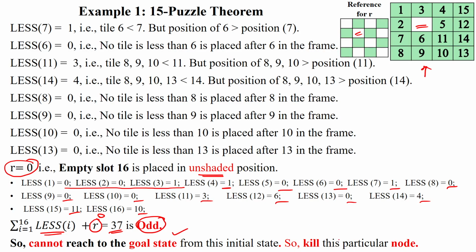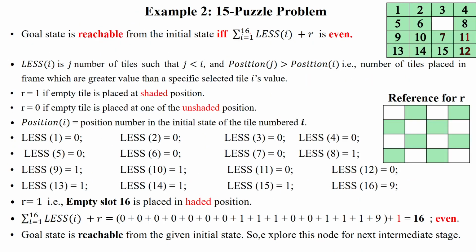So what to do? We have to kill this particular node. We should not use this node to go ahead, that means to reach the goal state. So here itself you can kill this node. No need to explore this particular node in the state space tree to reach the goal state. And another example is given here. Is this able to reach the goal state or not?